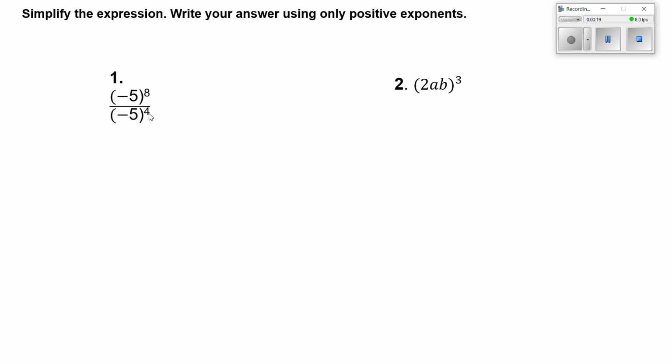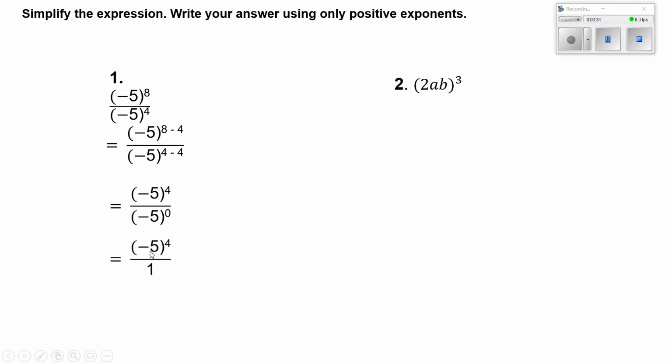So we're going to be subtracting 4 from both sides, so we can get rid of this 4 down here. And now we see that we got 4 minus 4, that's going to leave us 0 on the bottom. 8 minus 4, that's going to leave us 4 up top. We know anything to the 0 power is 1. So now we have -5 to the 4th power over 1, which is going to just be -5 to the 4th power. All right, let's go ahead and check out number 2.